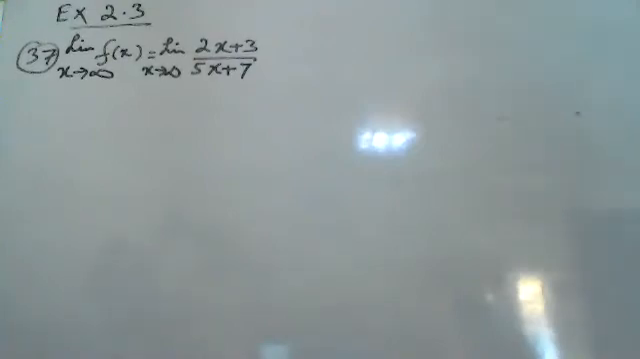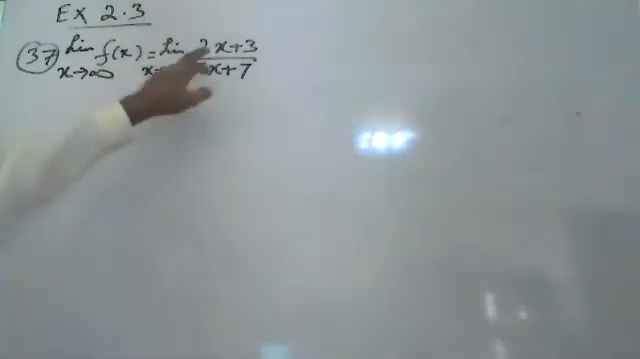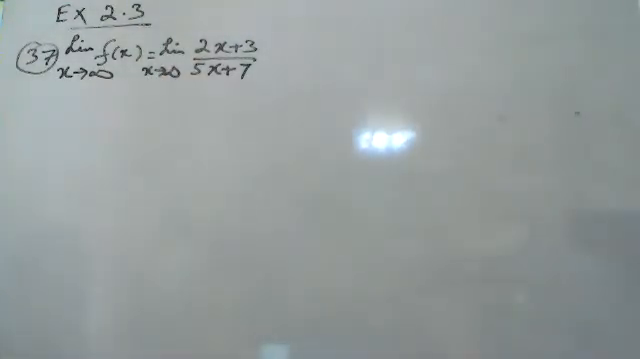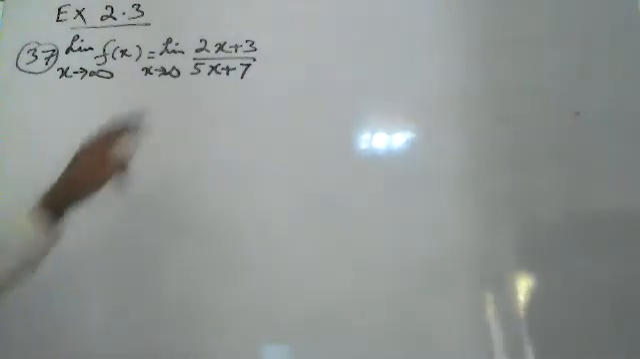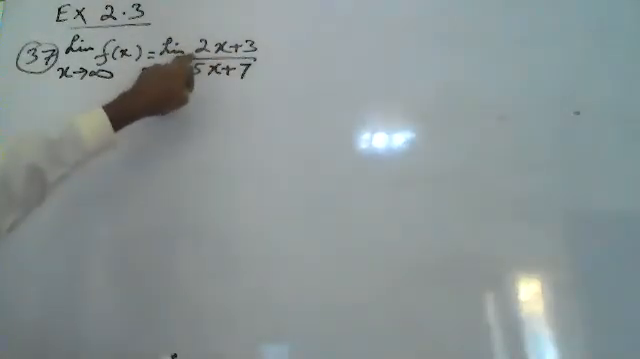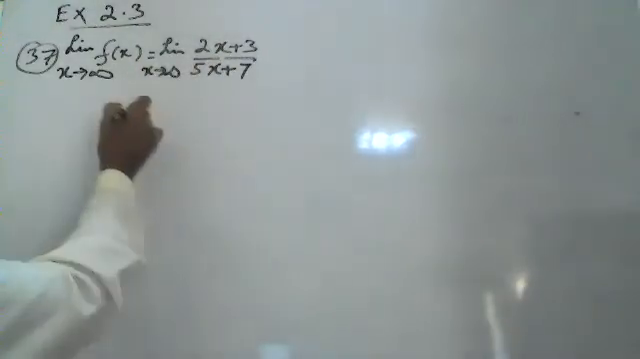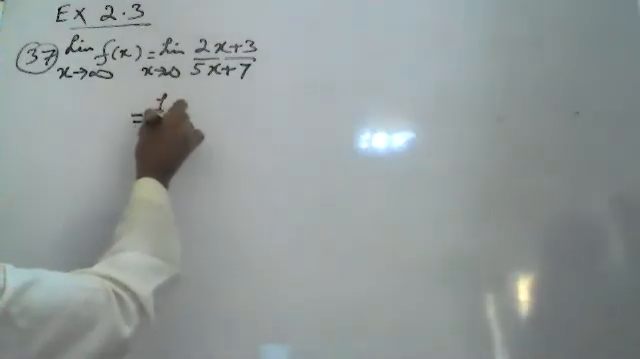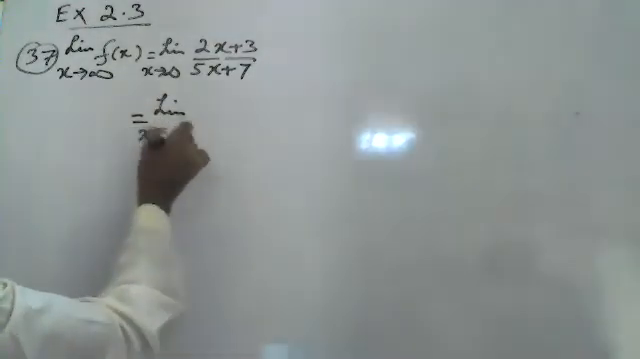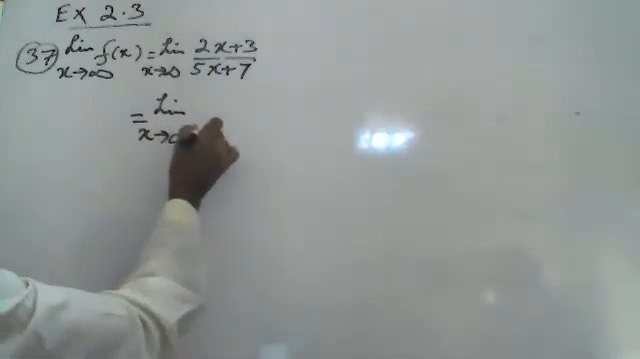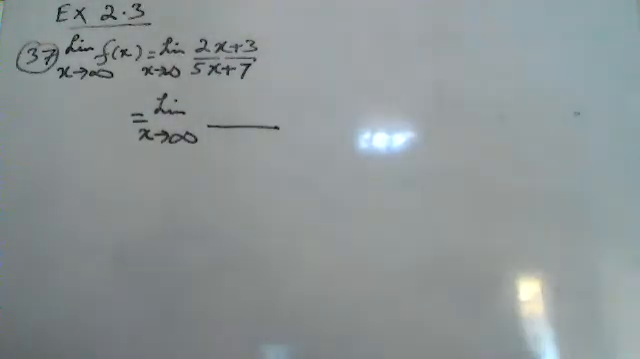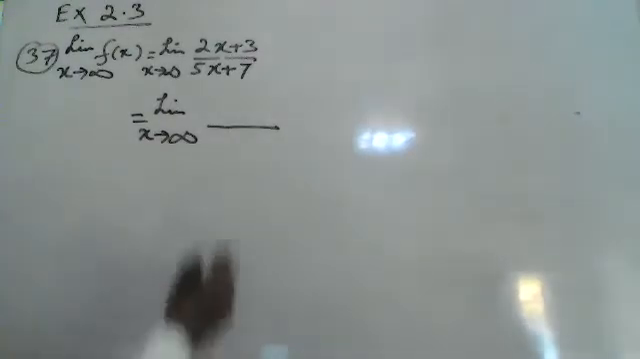So there is no 1 over x. So we have to convert into 1 over x. How to convert? We will take common x, the maximum power of x. So in the numerator, the maximum power of x is 1. So we'll take x to power 1 common. The maximum power of x in the expression will be taken as common. So x is common.